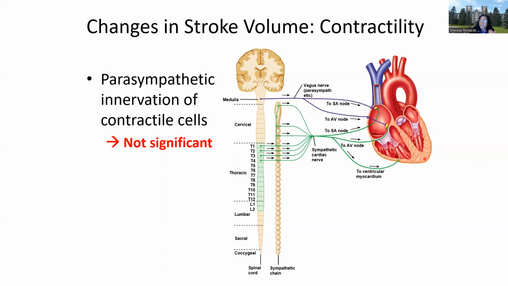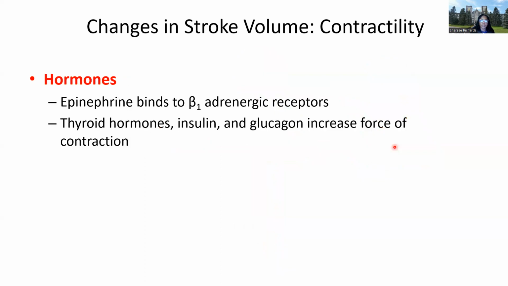In other words, the parasympathetic system is really only manipulating the heart rate. How fast or slow are these pacemaker cells initiating the rhythm? It is not going to have as much of an effect, if any at all, on the force of contractility that is found in the contractile cells of the ventricle. All right, really important to remember that.